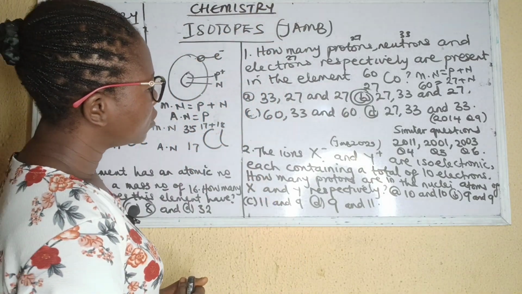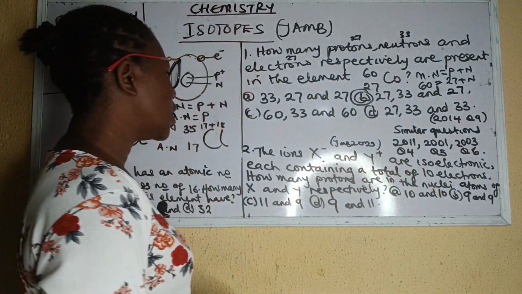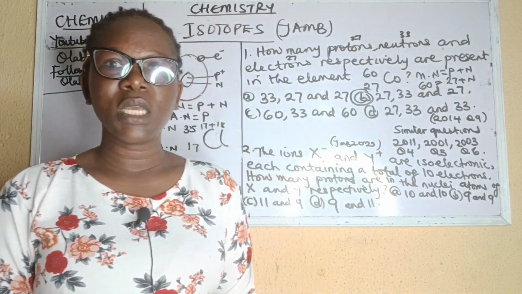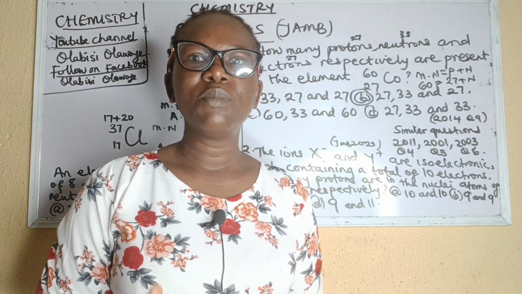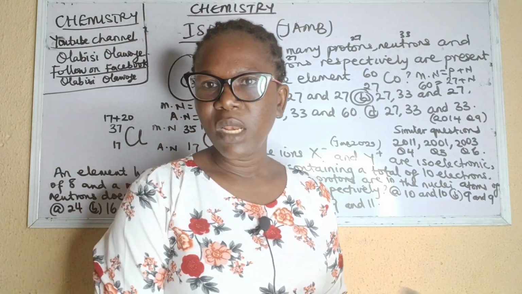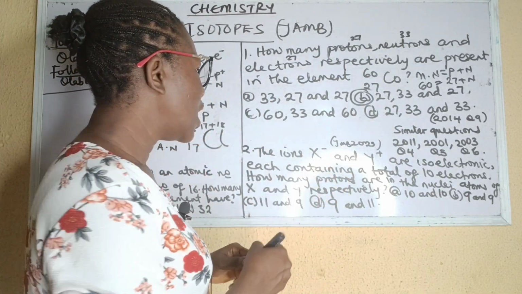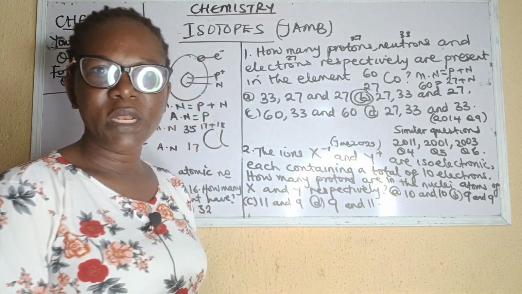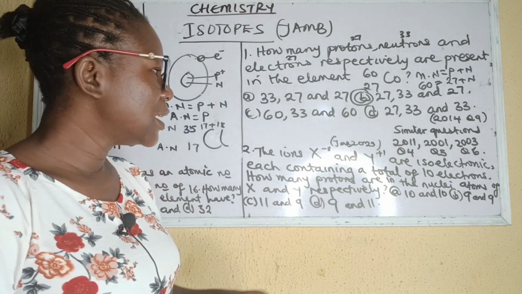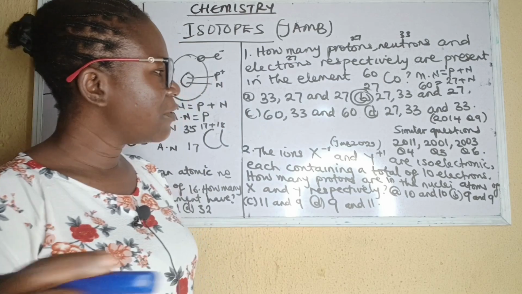So the next question: the ions X minus and Y plus are isoelectronic, each containing a total of 10 electrons. What do we mean by an element being isoelectronic? It means they can be different elements, but because they are ions, they have the same number of electrons due to the fact that they've given out or gained electrons. Like this one, X minus has gained 1 electron, that's why you have a minus here, which is minus 1, really invisible. Then Y plus means plus 1, it has given out 1 electron.